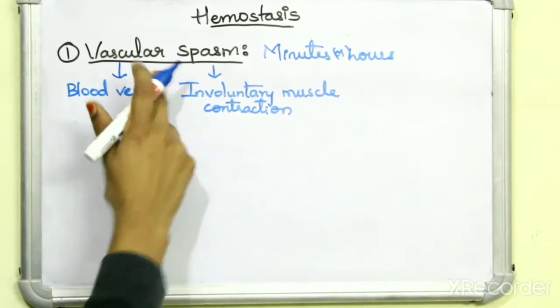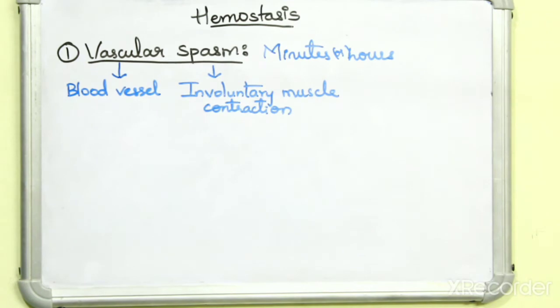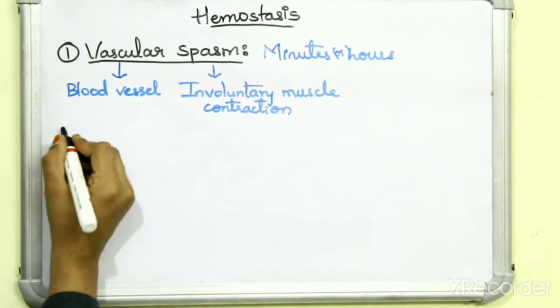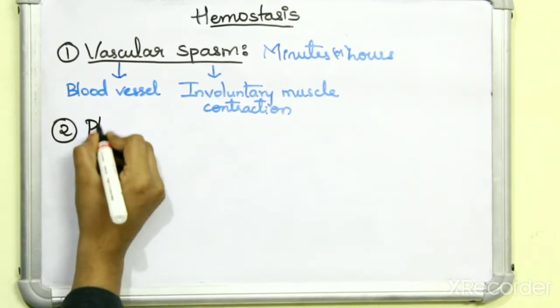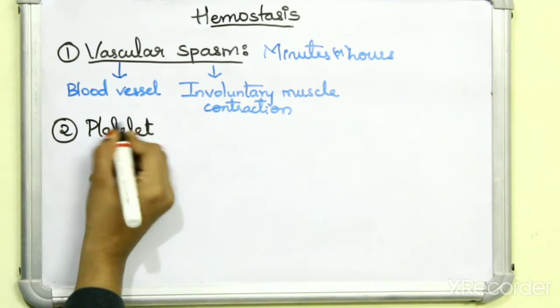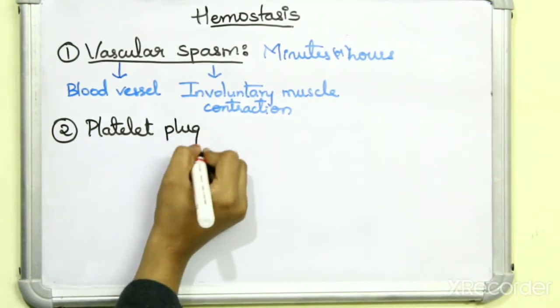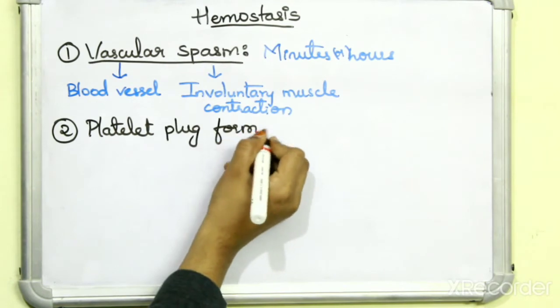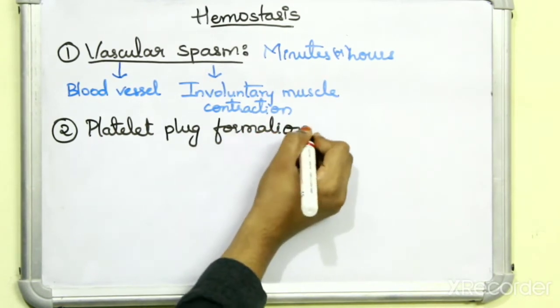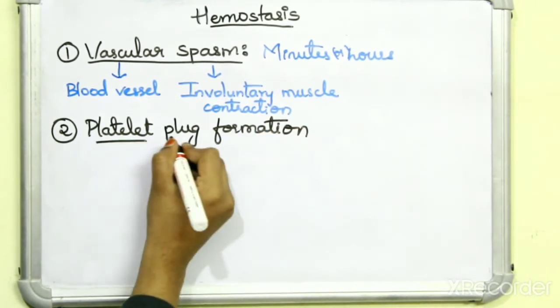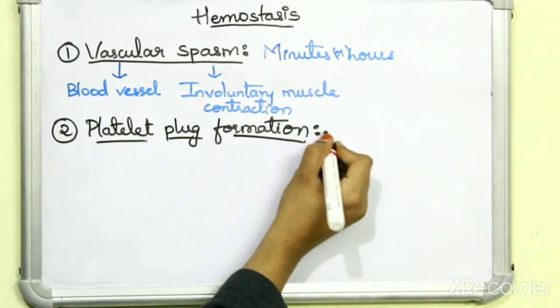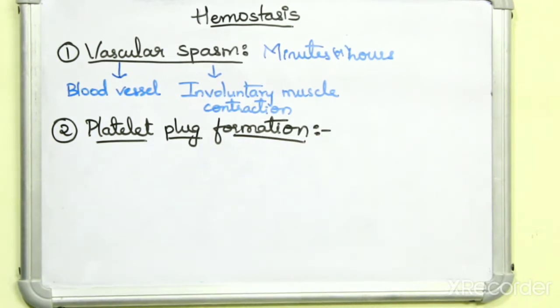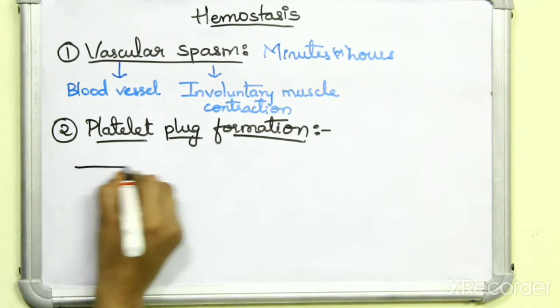There is another mechanism which actually helps to stop bleeding, that is platelet plug formation. Platelets, I think you have come across in the series of videos where I was discussing the formed elements of the blood, which includes these platelets. Now let us see how it is formed.